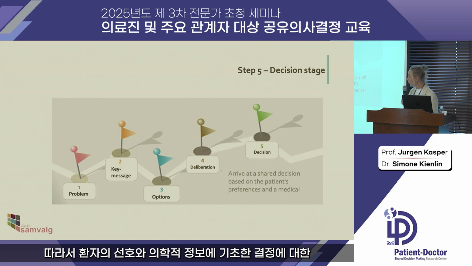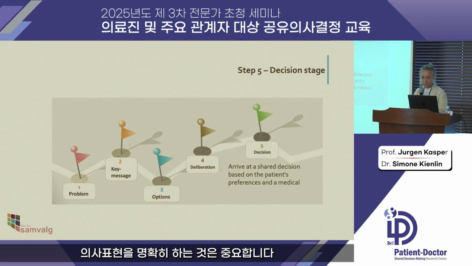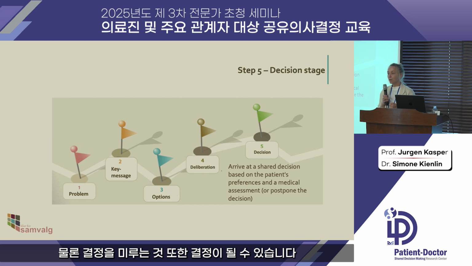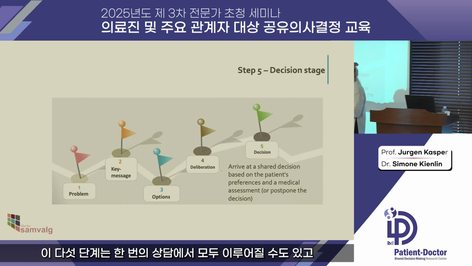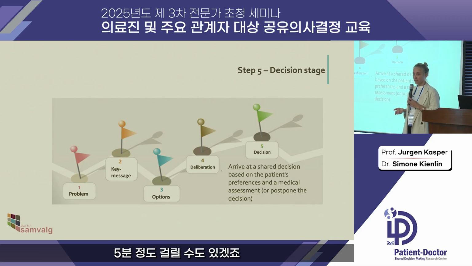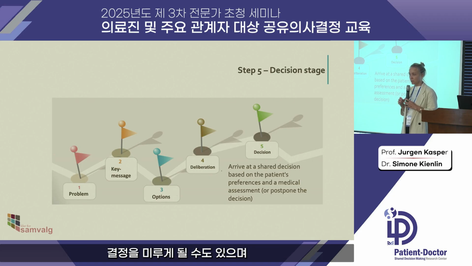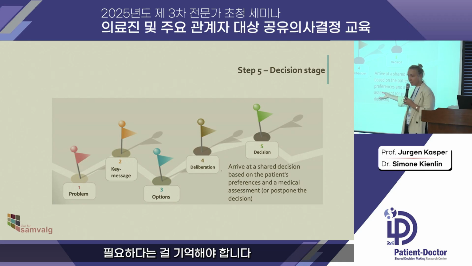So that is why it's important that we are explicit, that we arrive on a decision based on the patient's preferences and medical assessment. And also, of course, it is a decision to postpone the decision. Because these 5 steps could be conducted during one consultation that could only take 5 minutes. But of course, sometimes it can go over several meetings with the patient, right? So that is important to remember. And sometimes we have to postpone the decision, and then we meet again, and we do repeat some of those steps also.